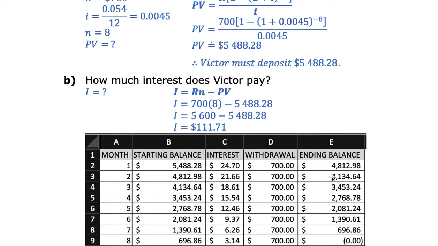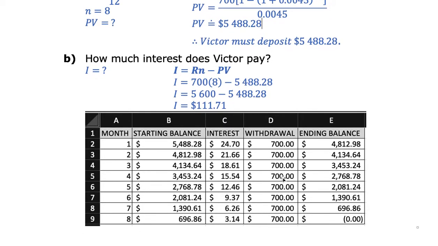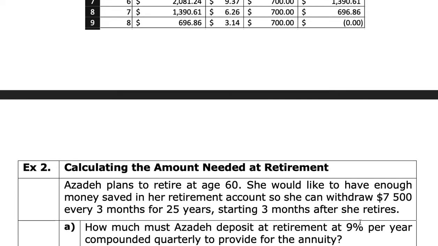So we continue this process, and at the end, we're barely earning any interest at all because there's barely any balance left in the account. And at our final payment, we'll have $0 left. And that is how we plan to use our pension. So, our next example here.